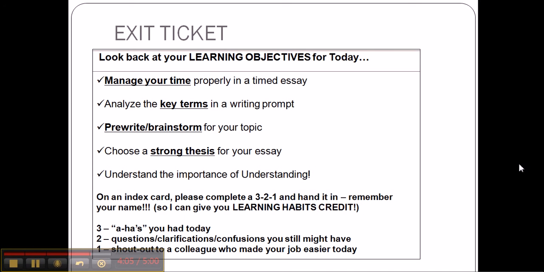Last but not least, before you get out of here today, here's your exit ticket. I want you to think back to what our learning objectives were for today. I wanted you to think about managing your time, analyzing key terms, the whole pre-writing strategy, how you choose a strong thesis, and the importance of understanding what a question is asking. To that end, our lovely guest teacher is going to give you an index card. Please complete a 3-2-1 and hand it in. Please put your names on these so I can give you Learning Habits credit. You've got your three ahas you had today, two questions you still might have, and one shout out to a colleague who has made your job a lot easier today.